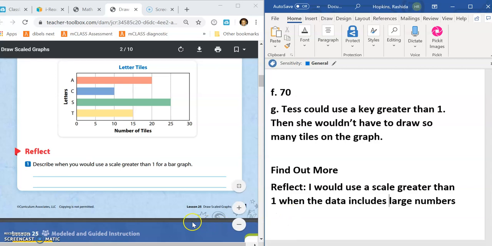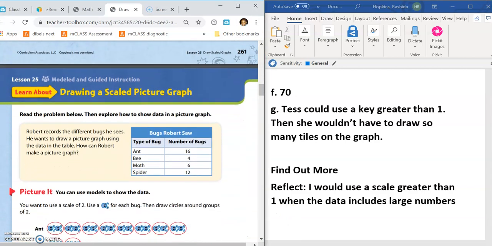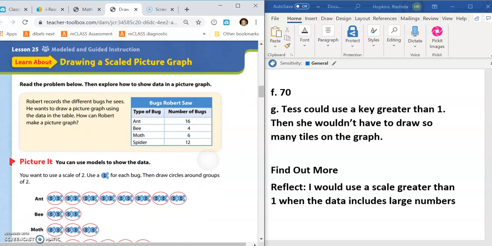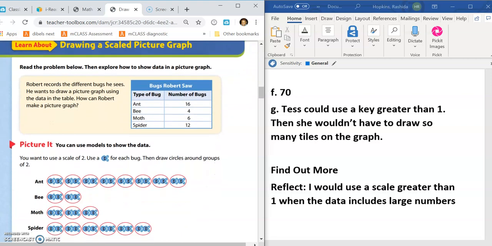Okay, that's pages 260 to 261. We're going to jump on over to 262, and that's Learn About It. Draw a scale picture graph. Here we go. Read the problem below. Then explore how to show data in a picture graph.